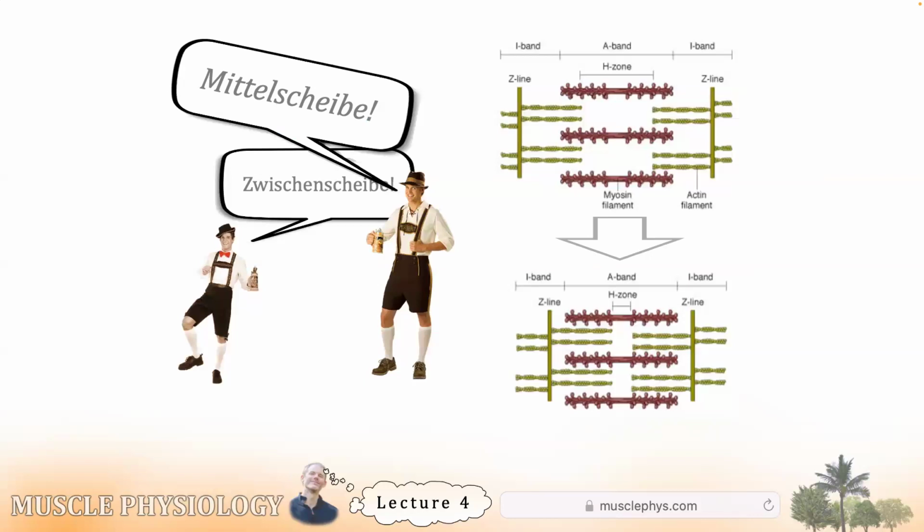What the M and Z stand for, they're both German. Mittelscheibe. It looks like a guy drinking beer there, but it's actually a feminine noun. It means middle disc. Mittel, Scheibe, Scheibe is disc. And then Zwischenscheibe means between discs. And nothing you need to know, but if you're wondering what these letters stand for, H zone, H is also German for heller zone, which means brighter. And the A and the I are anisotropic and isotropic. And again, you don't need to know those things.